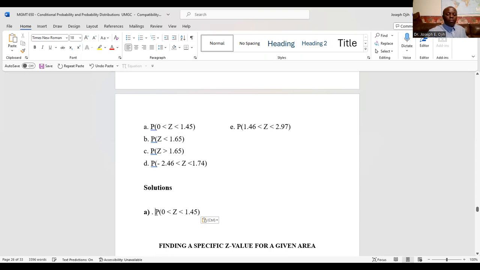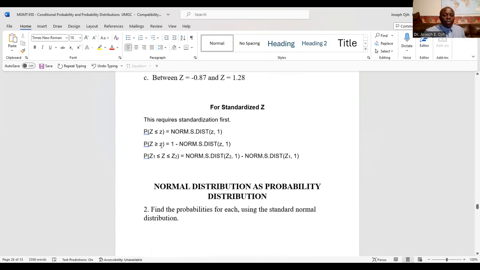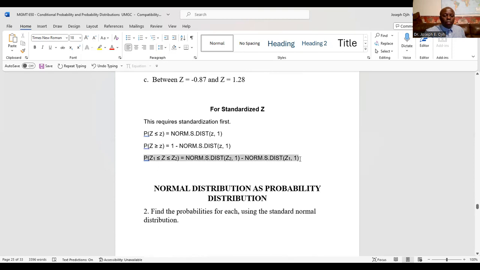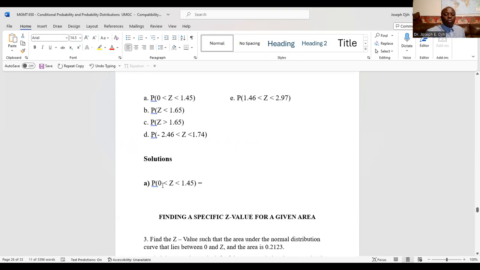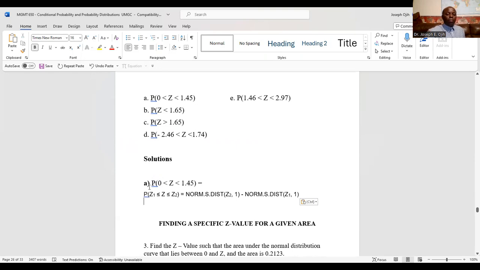Okay, for this type, what do you do? Actually, there are 2 ways you can do it. You can draw the curve and use the table. But if you're using Excel, Excel will simplify it. So this one, the Excel formula we use, see, because there are 2 of them, is from between 0 and that. I'm going to show you.